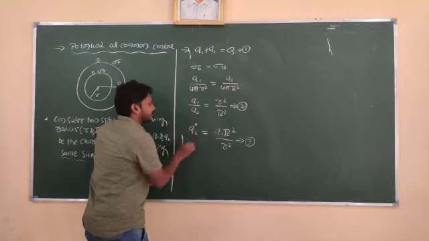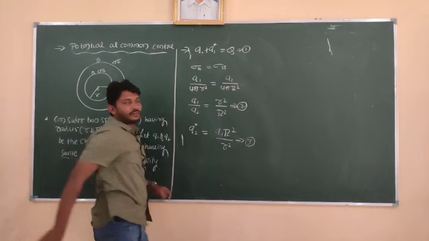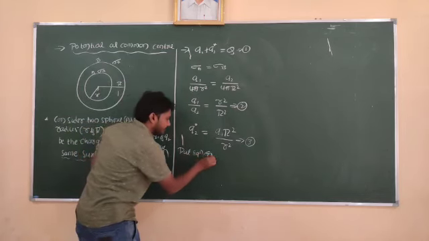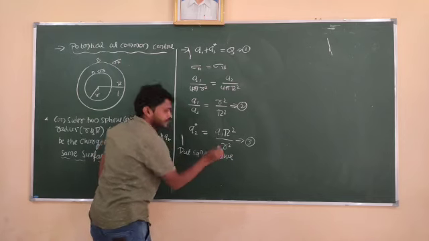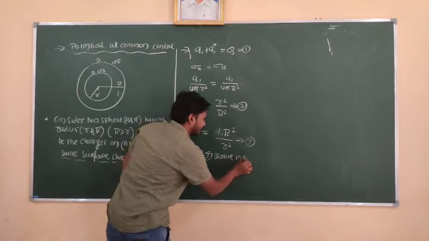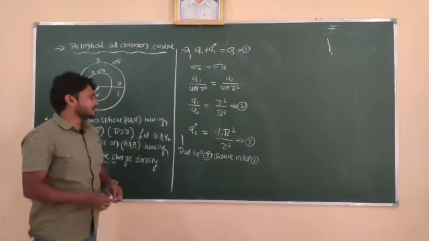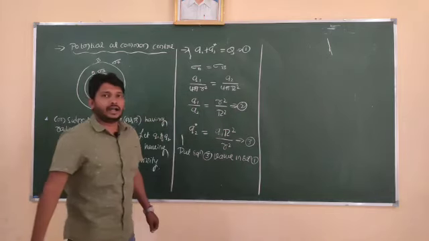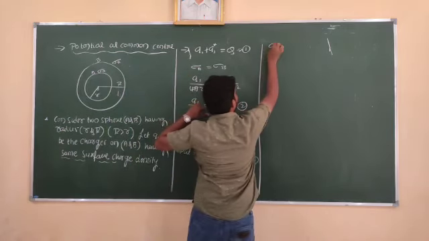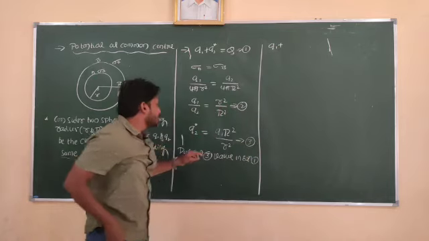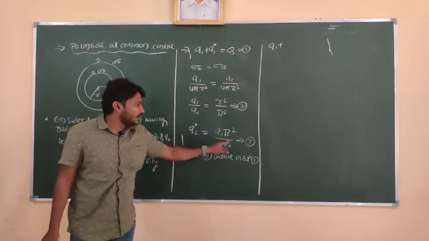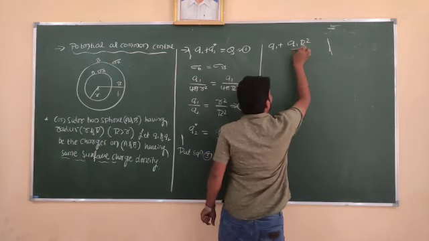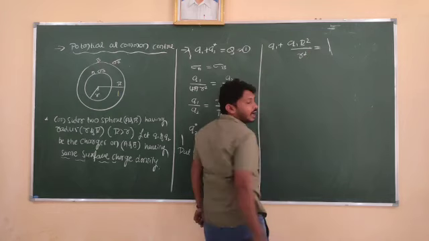Now I will substitute that Q2 value, equation 3, in equation 1. If I substitute this value, I will get individually the Q1 value and Q2 value. So Q1 plus Q2 is nothing but Q1 plus Q1 into R2 square divided by R1 square.